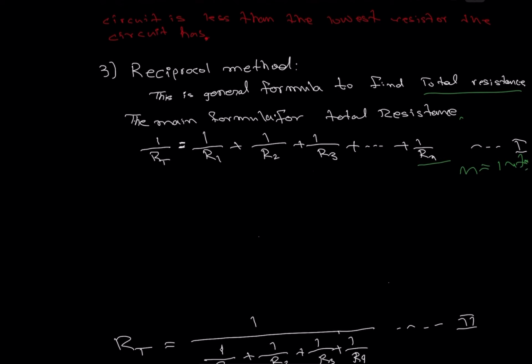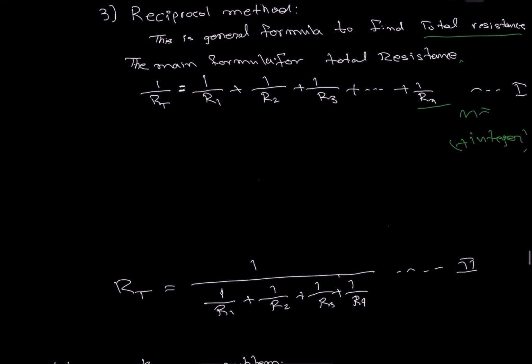Let me write this integer in the right way so I don't confuse you guys. It's a positive integer, because we don't have any negative resistance here. So this is one way to do it.